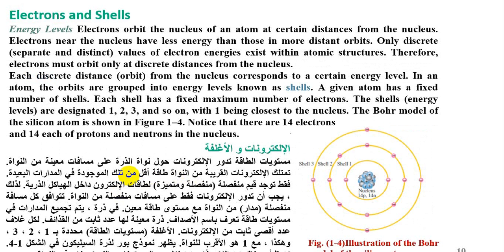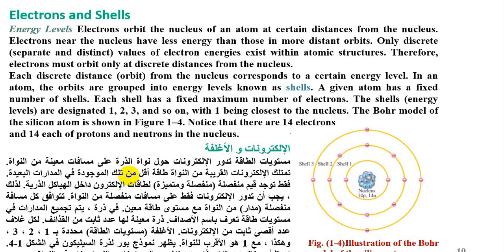Electrons and shells. Energy levels. Electrons orbit the nucleus of an atom at a certain distance from the nucleus.